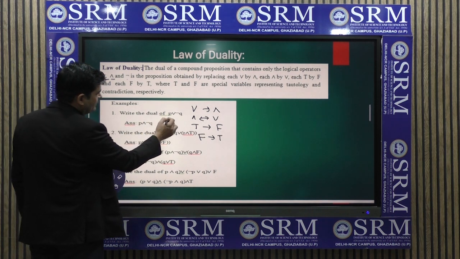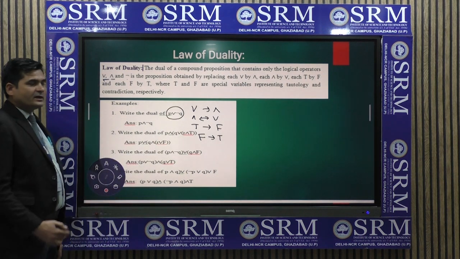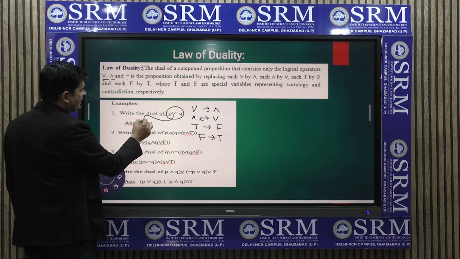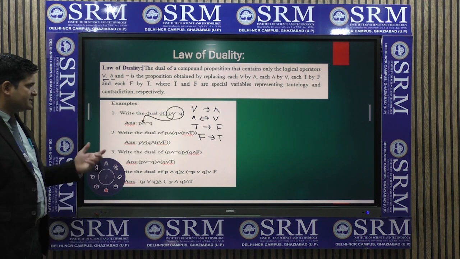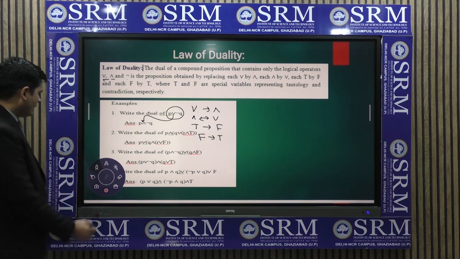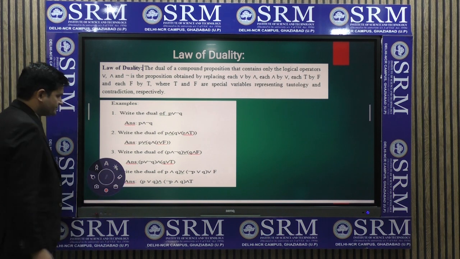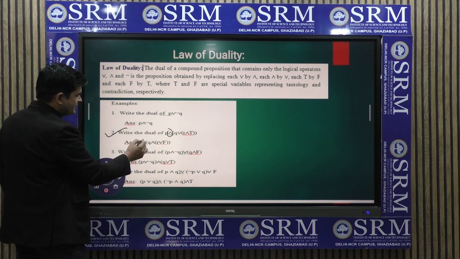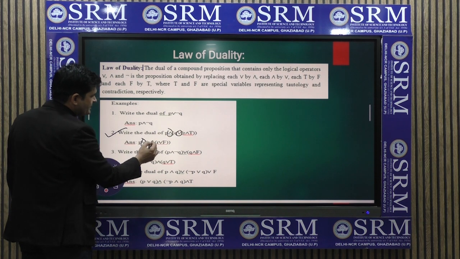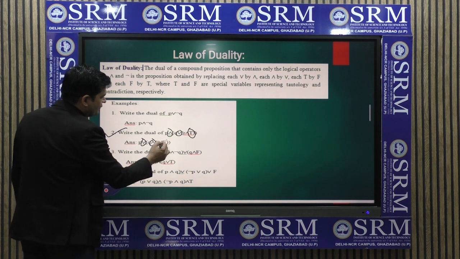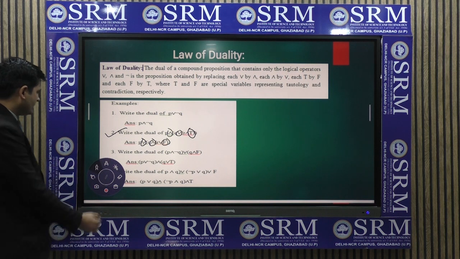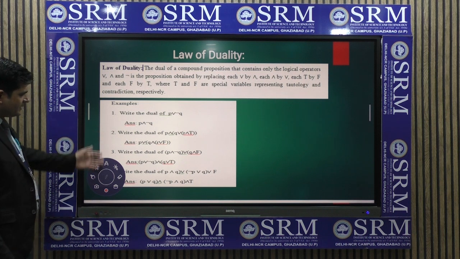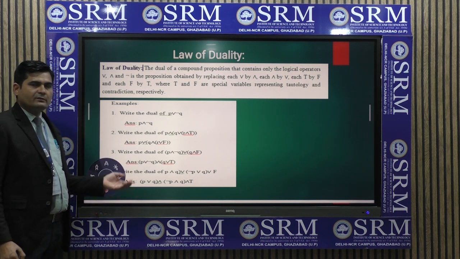So for example here, what is the dual of P disjunction negation of Q? Here you simply replace the disjunction by the conjunction operator, and you get the dual of this proposition. In the second case, you replace conjunction by disjunction, disjunction by conjunction, and the truth value by the false value. So you obtain the dual of this proposition. Similarly, in other cases you can easily find the dual of the statement.